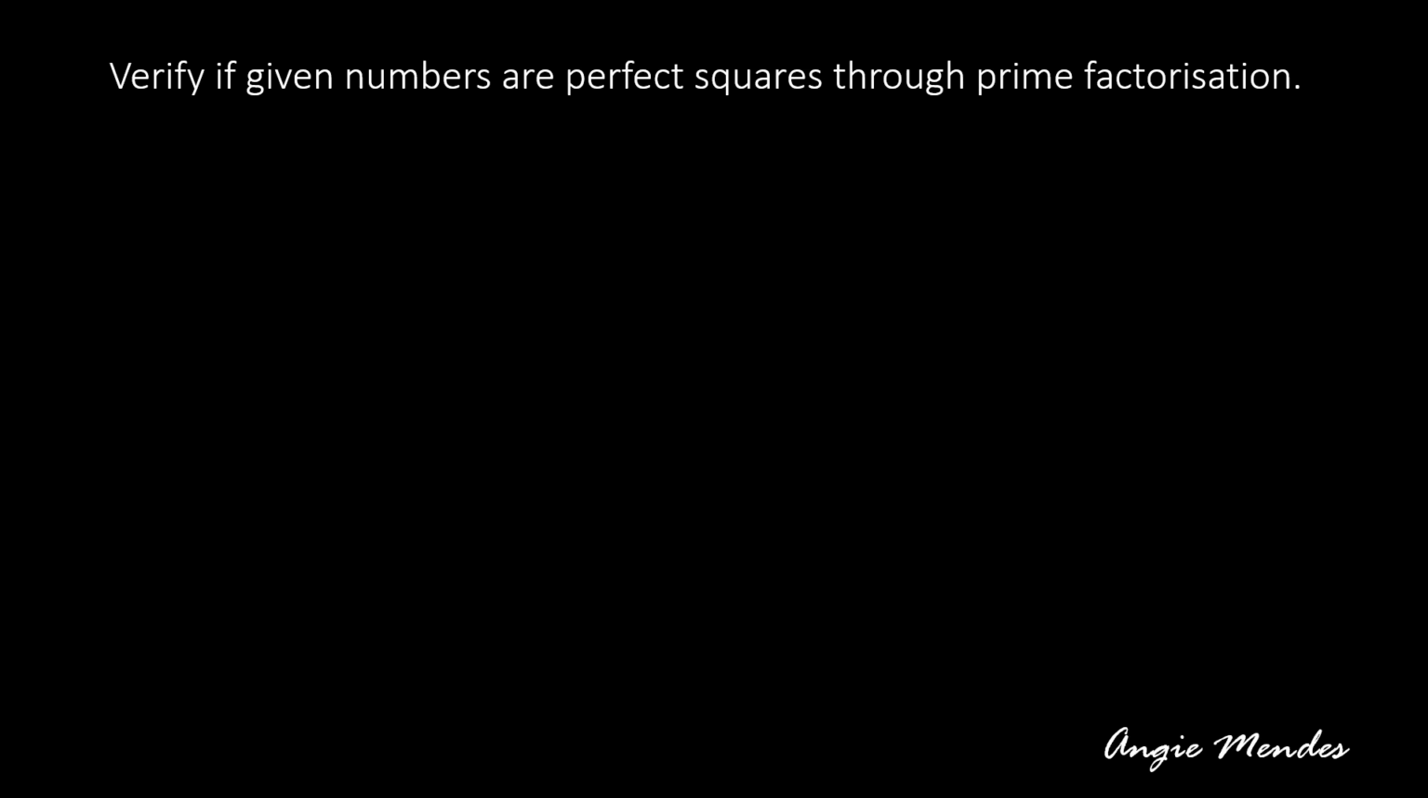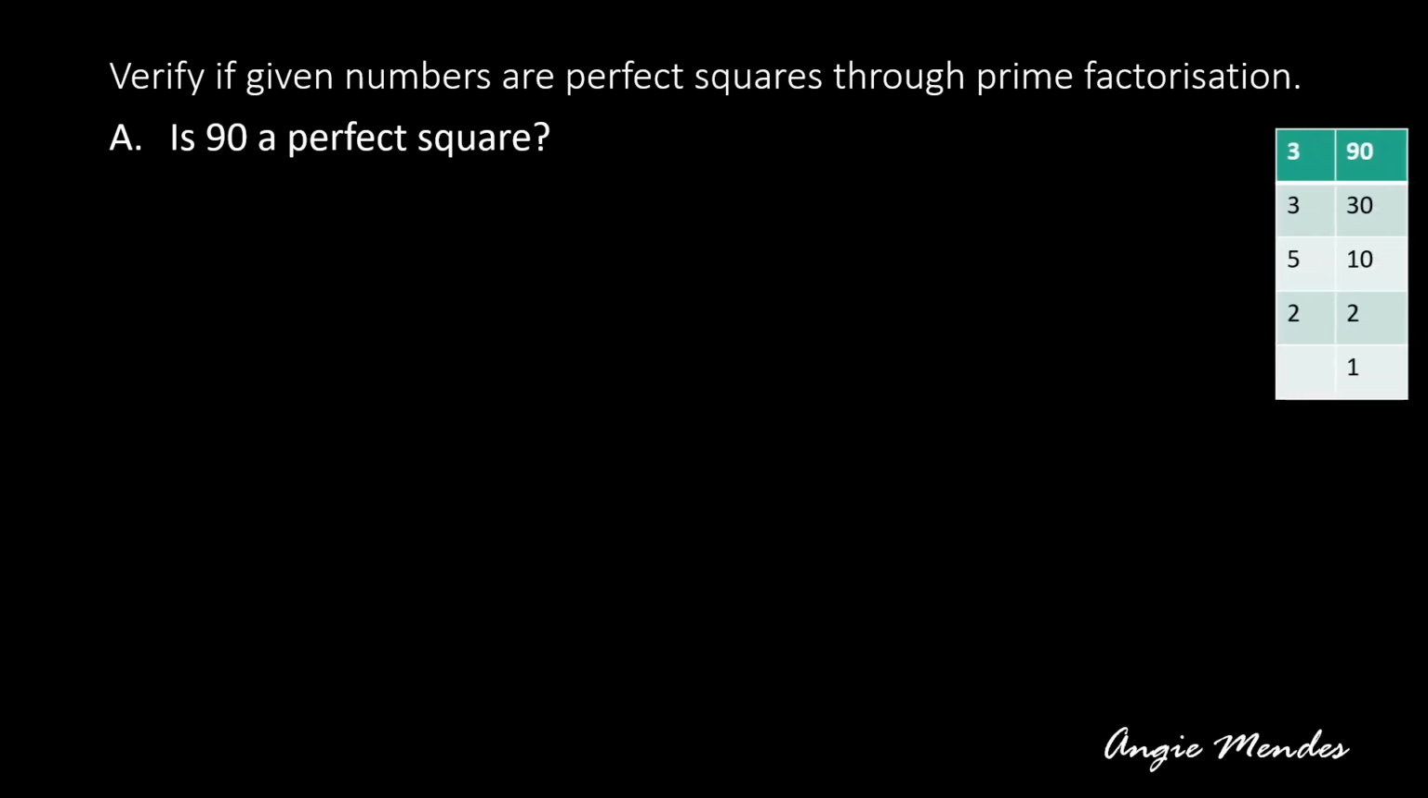Okay, now what we need to do is we need to apply the knowledge that we have gained. In the previous slide, we have learned about how we can use repeated subtraction and prime factorization to find the square root of the numbers. So now we are going to use that to verify if the given numbers are perfect squares. So the question is, is 90 a perfect square?